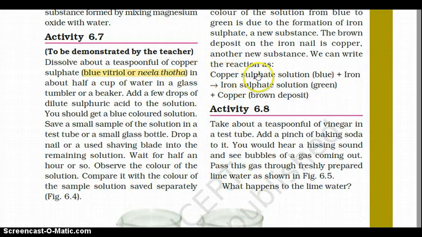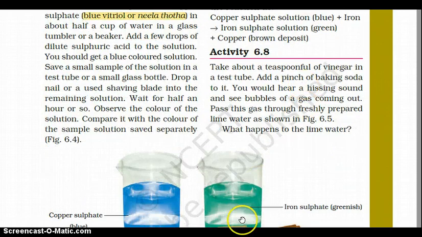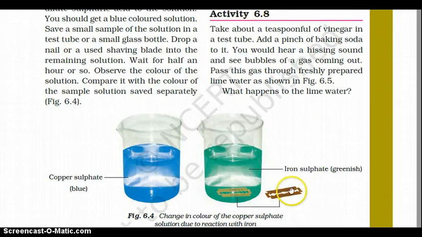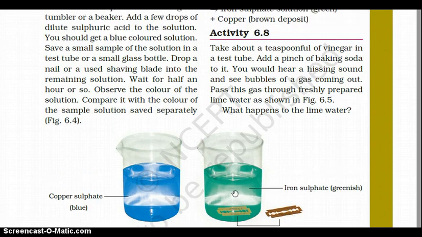And the reaction is: copper sulfate solution, which is blue in color, reacts with iron, and what are the products formed? Iron sulfate solution, which can be proved with the change in color, which is now green, and copper. The brown deposit over this piece of iron is copper in nature. Now let us observe this experiment also.